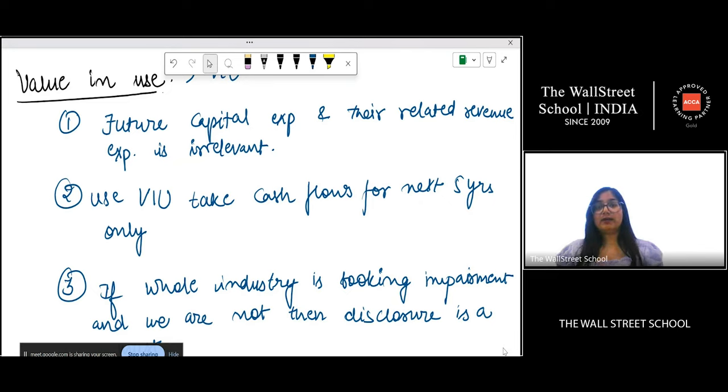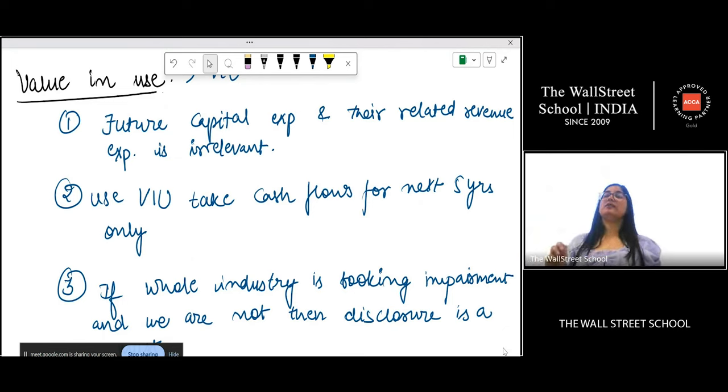Okay. Next, value in use takes cash flows. Whenever you are using value in use, the cash flows are taken for the next 5 years only. In your exam, there wouldn't be any case where they ask you to calculate more, though hypothetically that can be there. But in real terms, it's for the next 5 years only, because it is very difficult for the company to determine the cash flows post 5 years. Even if you ask me the value of 2 years, we can still predict it based on the current situation and our past trends. But post that, it wouldn't be possible for us.